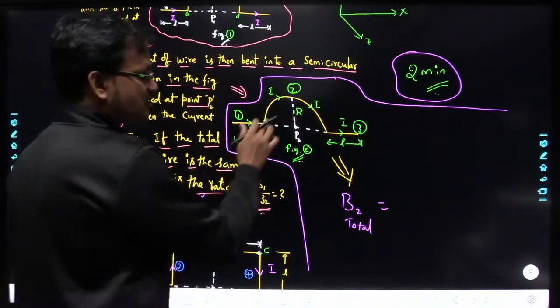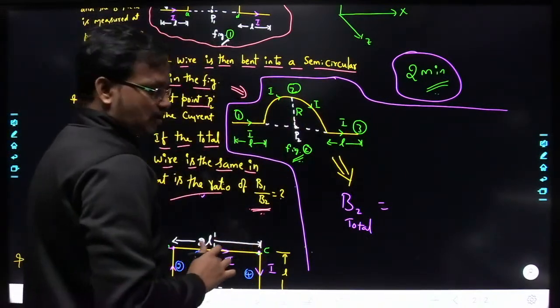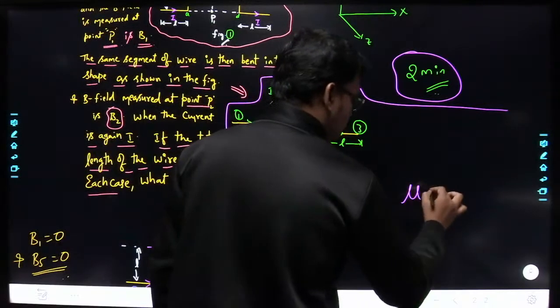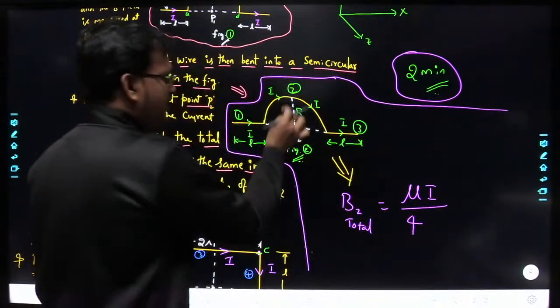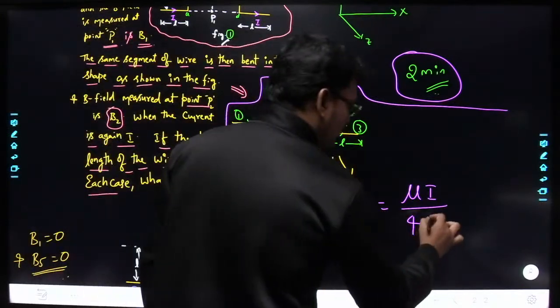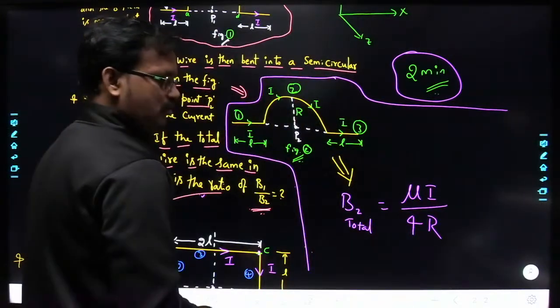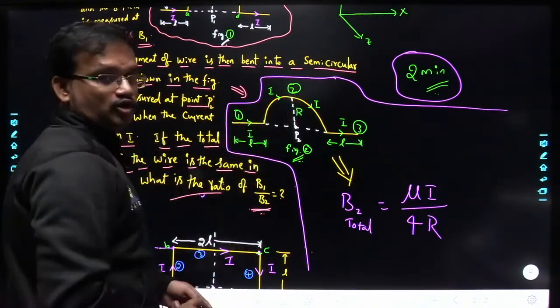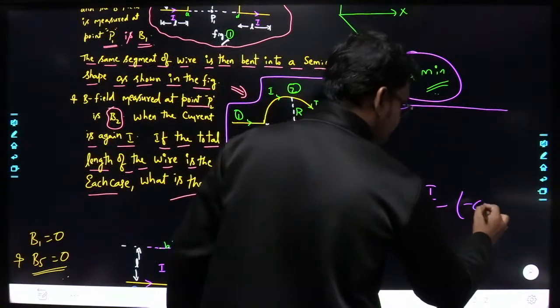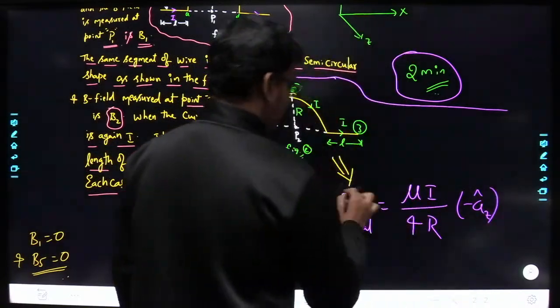So what is the B field at point P2 you are going to get? That is nothing but mu I by 4R, where R is the radius of this semicircle. Understood? And what is the direction of the B field? The direction of the B field will be into the board, so that means it is in the negative Z direction.